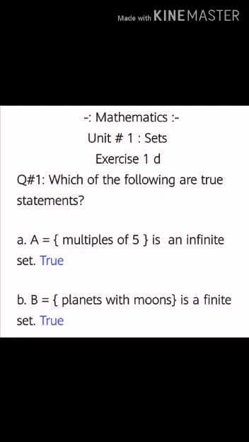In part B, we have the set planets with moons. We know which planets contain moons and how many moons there are in each planet. So it is a finite set because we can count the number of moons in it. So we will write this statement as true. All the questions of these exercises will be solved in the same manner.